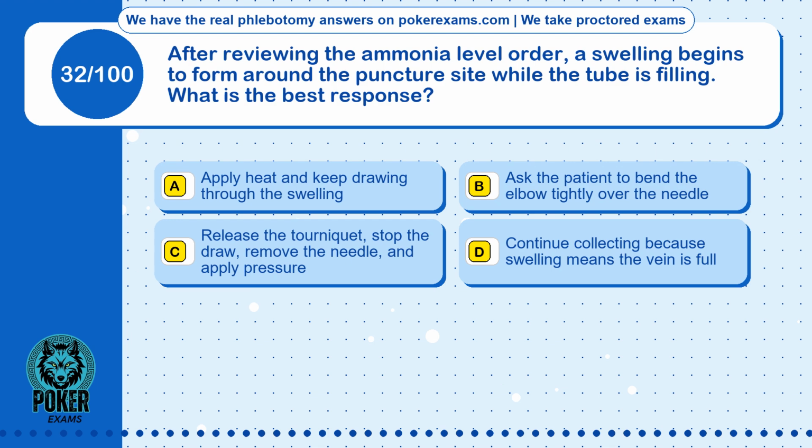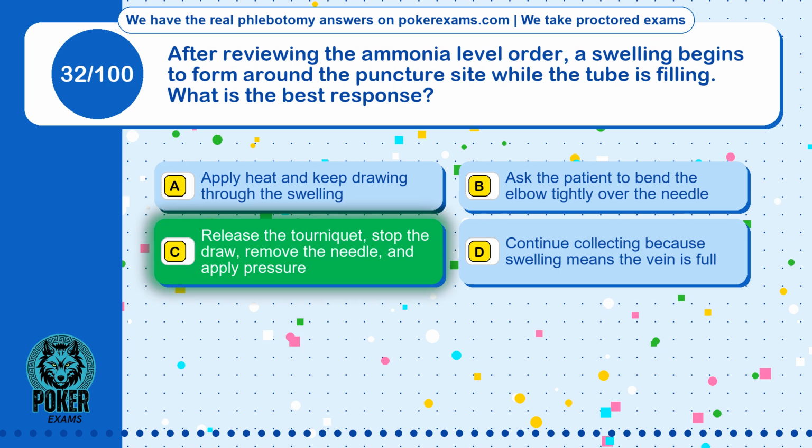Question 32. After reviewing the ammonia level order, a swelling begins to form around the puncture site while the tube is filling. What is the best response? Option A. Apply heat and keep drawing through the swelling. Option B. Ask the patient to bend the elbow tightly over the needle. Option C. Release the tourniquet, stop the draw, remove the needle, and apply pressure. Option D. Continue collecting because swelling means the vein is full.